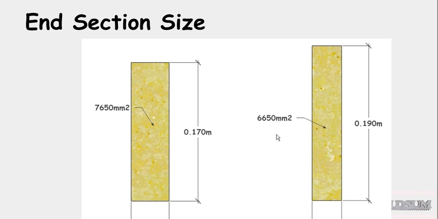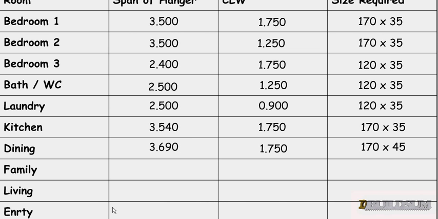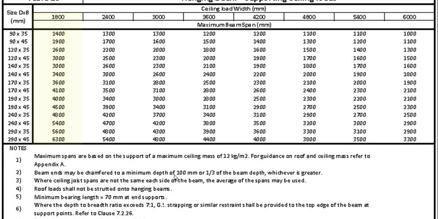One, we're using less timber. Two, it should be priced less. So I'm going to say we're going to use the 190 by 35. You'll have to check your local prices to see if that's the case in your area, but that's the way we're going to work this out. So I'm going to use 190 by 35 in that case, and that just means technically I could span further, but it's more efficient to use the 190 by 35. Keep going down, the next one, the family room, is 2.740 with a ceiling load width of 1750, 1.75. We're going to have to use this time 140 by 35.